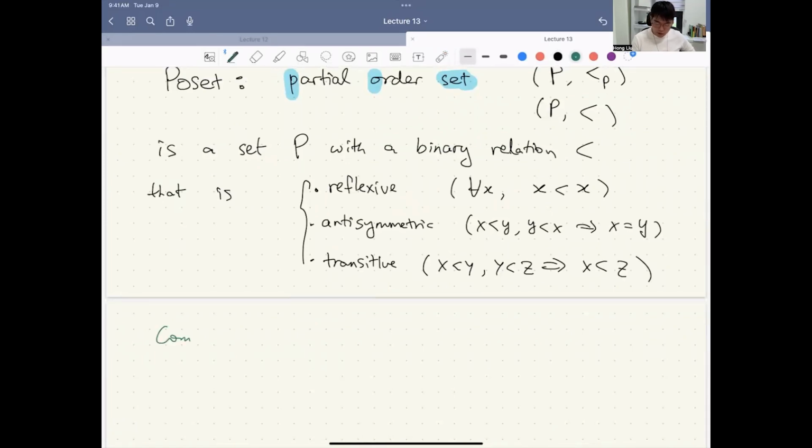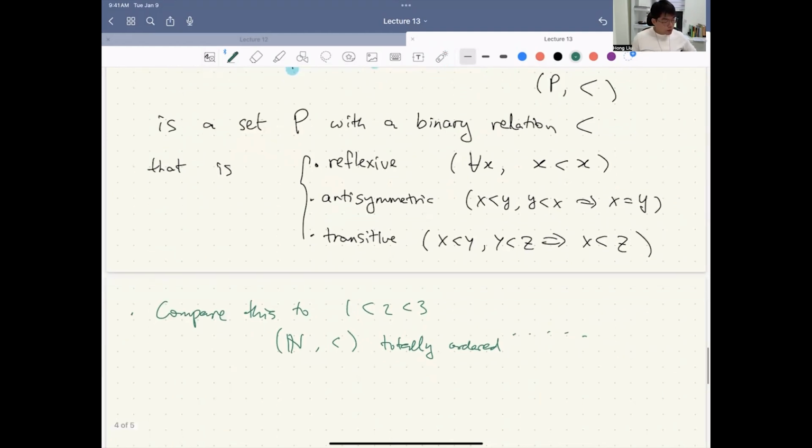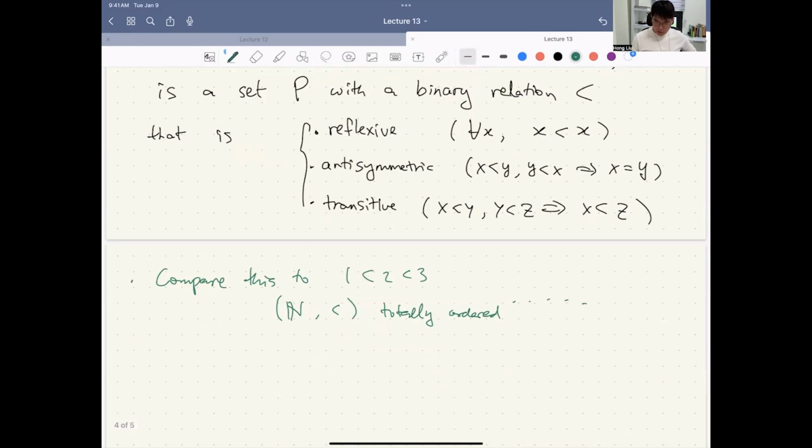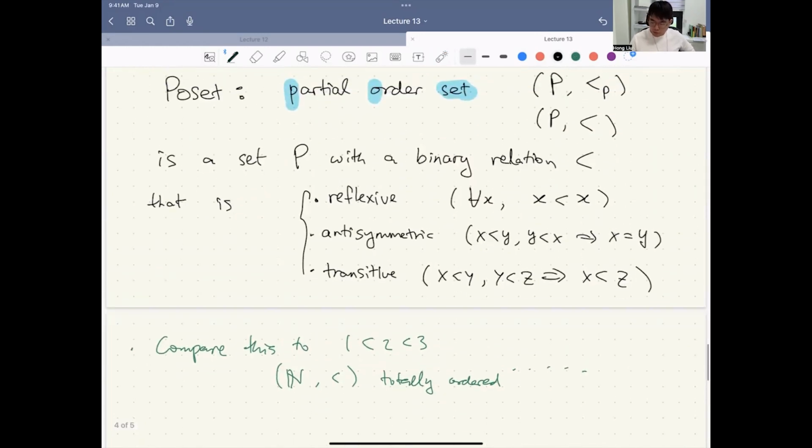So we should compare this to the natural numbers with the usual less-than. This is totally ordered: 1, 2, and the transitivity becomes natural. I will not write these comments. Keep this in mind. Let me give some more definitions. Maybe let's see some examples right away.